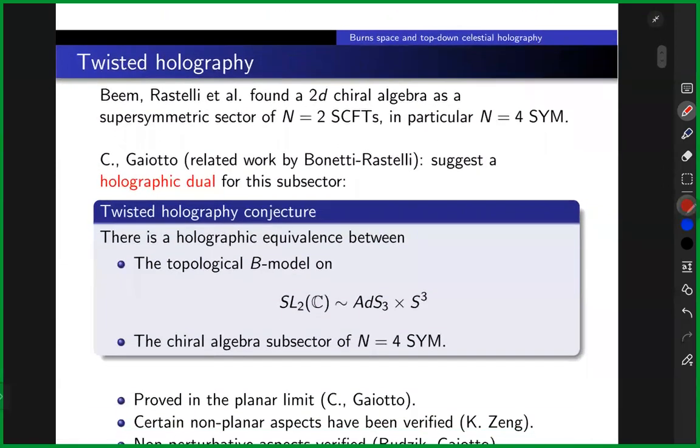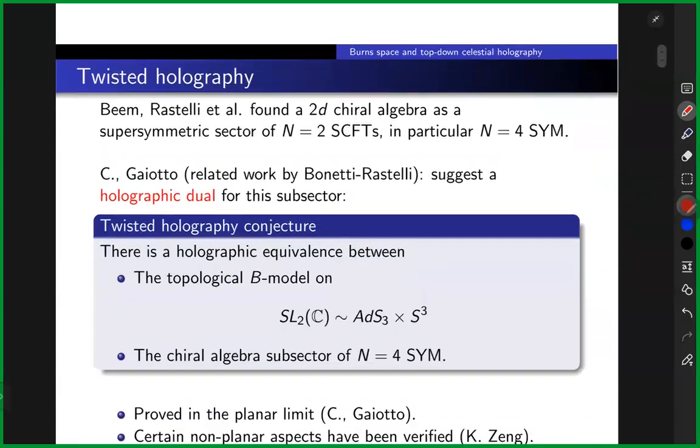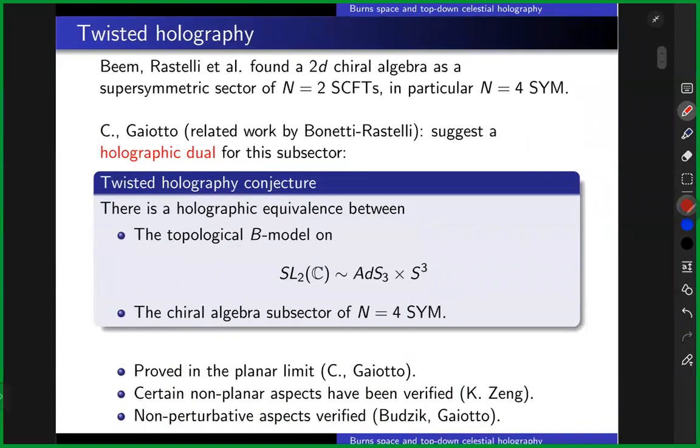Okay, so the story is going to start with twisted holography, because, as I wrote on the slide but didn't say, to do this we're going to put together two things: twisted holography, which is some subsector of ordinary holography, and twistor theory. Things which sound suspiciously the same, but actually are quite different. So let me tell you a little bit about twisted holography.